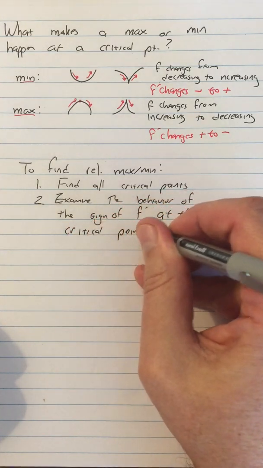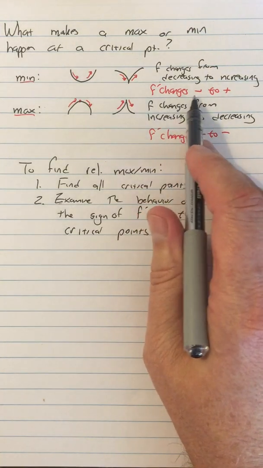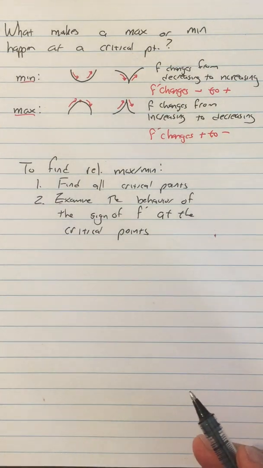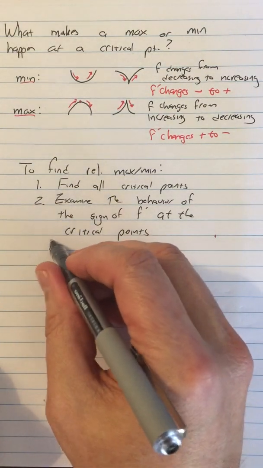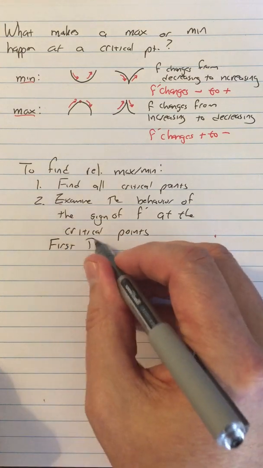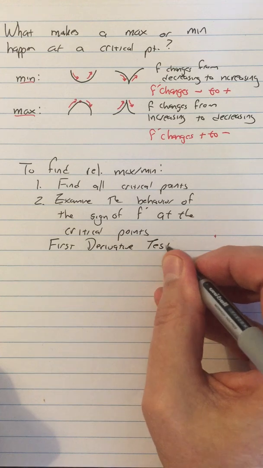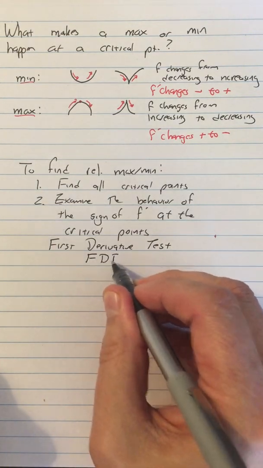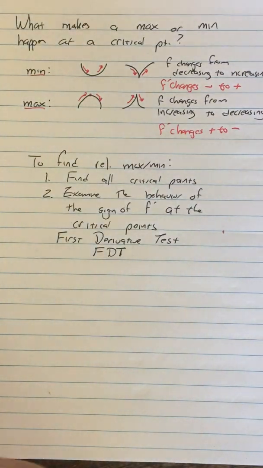So this process that we're going to do, where we compare whether the f prime changes negative to positive, positive to negative, or maybe it doesn't do either of those things. All right, that examination has a name. It's called the first derivative test. A process that we will use so frequently that we will often abbreviate it, the FDT, the first derivative test. Okay, so without further ado, let's try to do some of these.